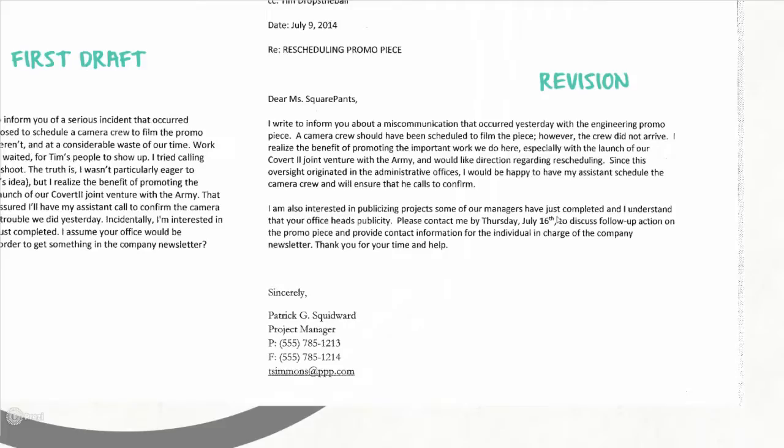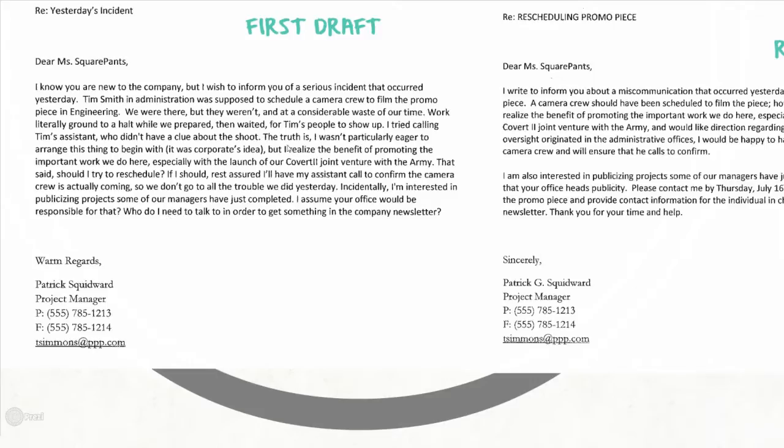So keep in mind when you're writing your memos and your letters, typically you want to conclude by reiterating the action you want your reader to take, and you want to give them a specific deadline for that action. "Please contact me by Thursday, July 6th to discuss follow-up action." And then, of course, you generate goodwill always by thanking your reader for their time, even in a situation where something disconcerting has happened.